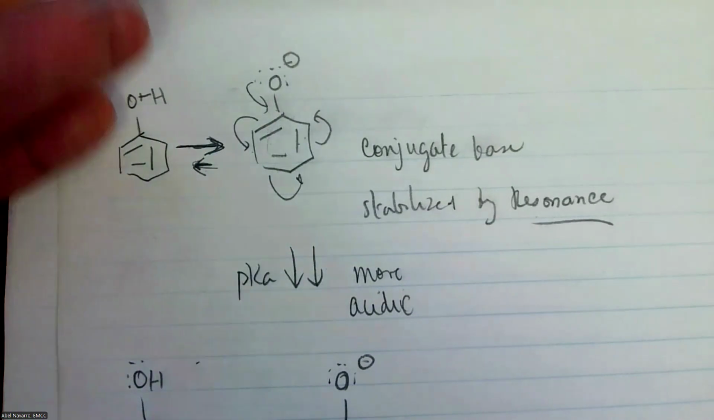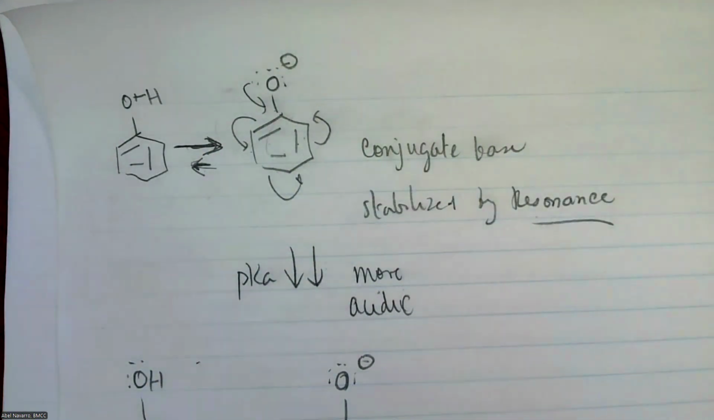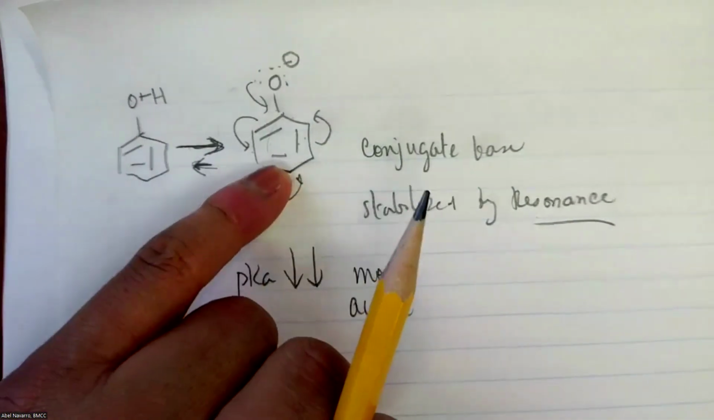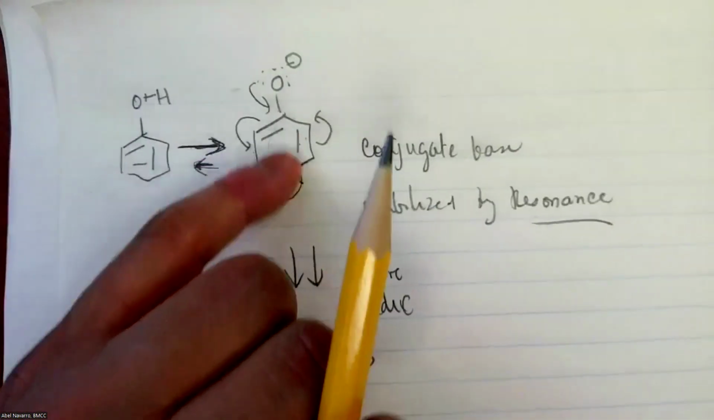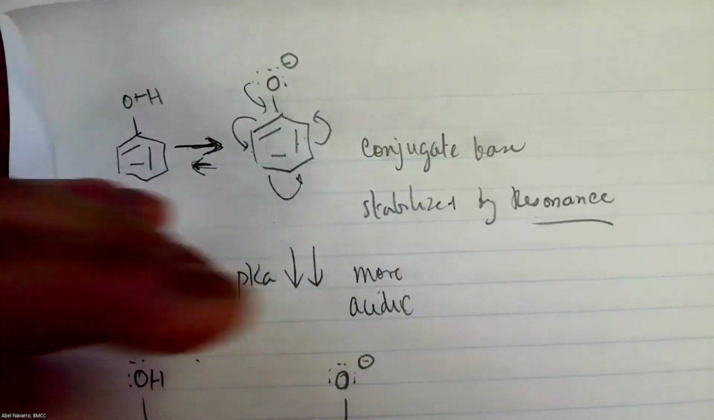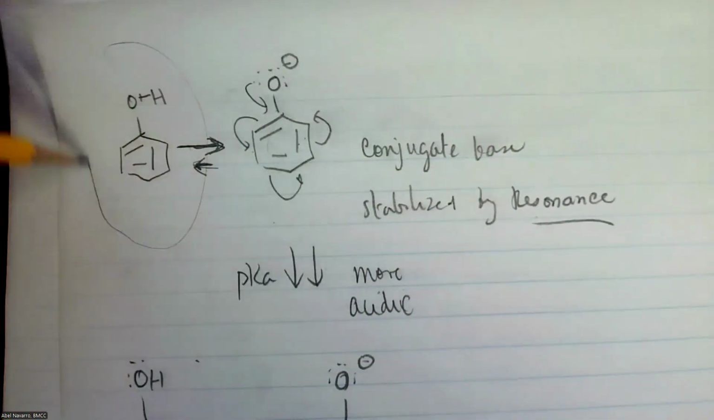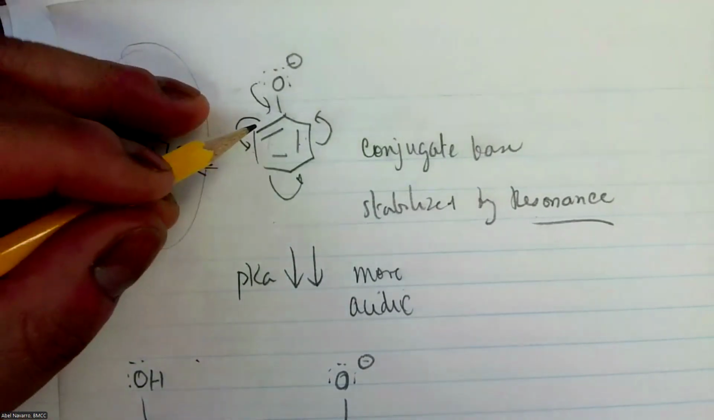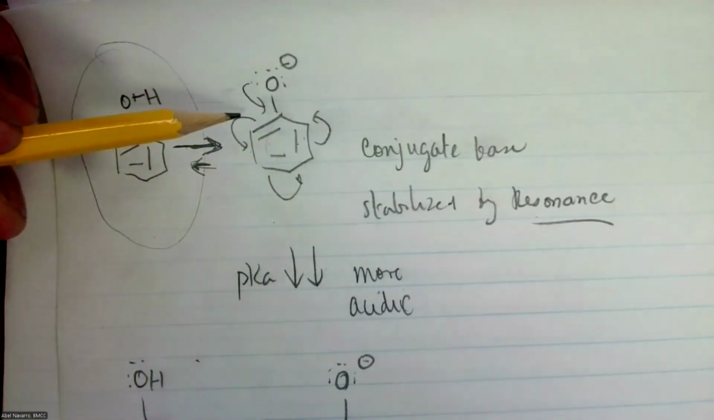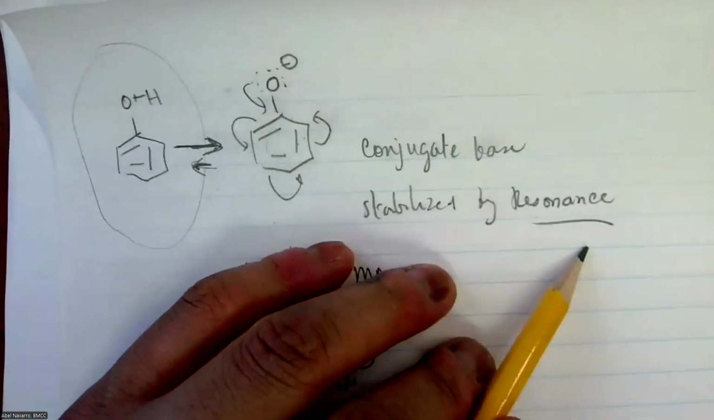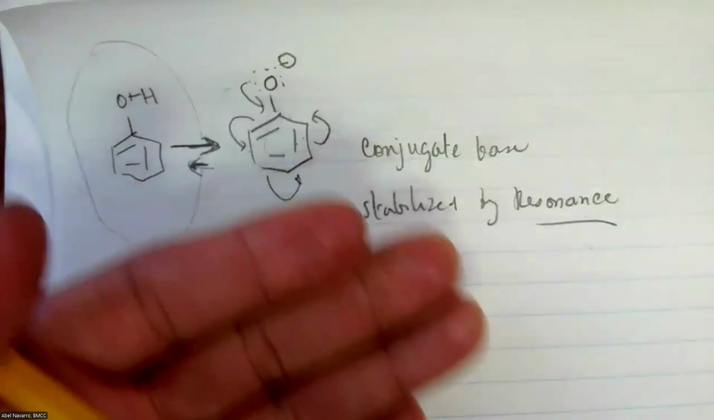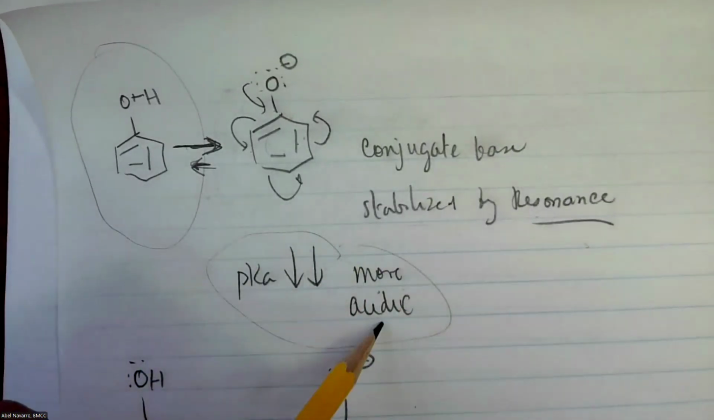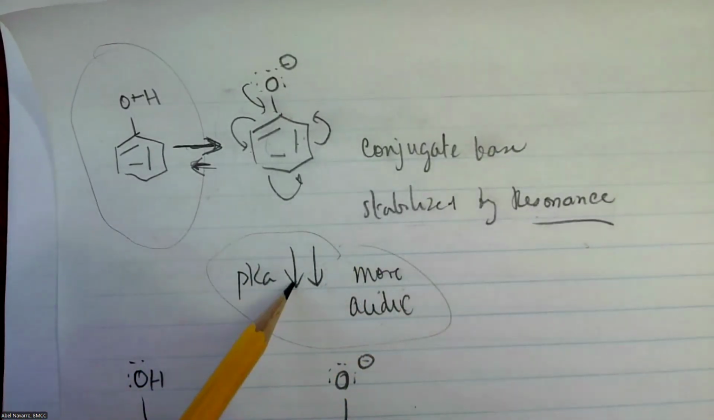That's good, because we need the charge to be delocalized. The more delocalized the charge, the more stable the compound will be, right? So that's why the resonance will make it more stable. So why are phenols more acidic? Phenols are more acidic because the conjugate base upon deprotonation is more stabilized by resonance. If it's stabilized by resonance, it's more stable. If it's more stable, it makes it more acidic. If it's more acidic, the pKa will be lower.